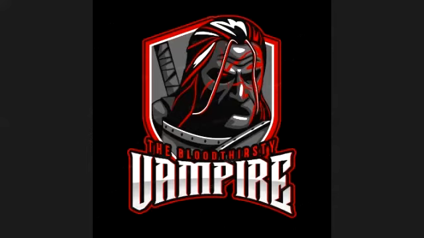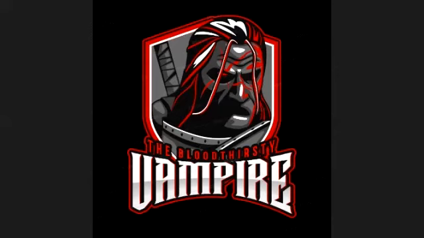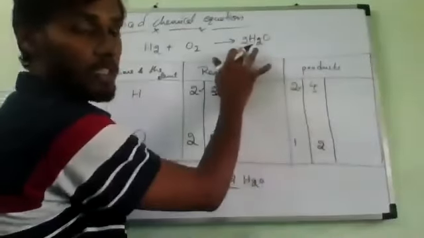Dilipan, what happened? I can't understand, sir. Here you try to balance the oxygen by multiplying with a 2. Is it correct or not?